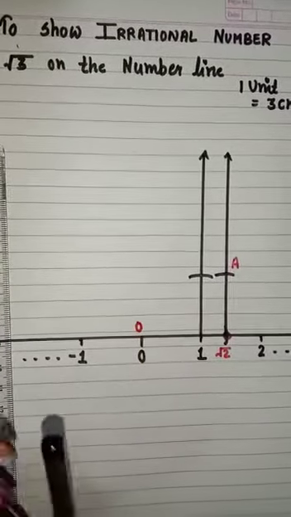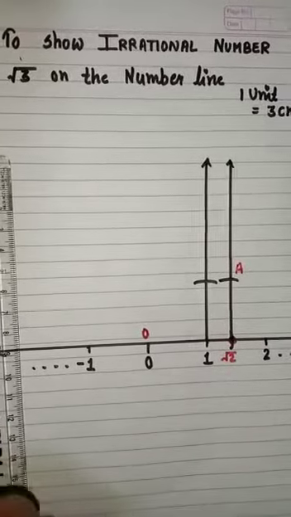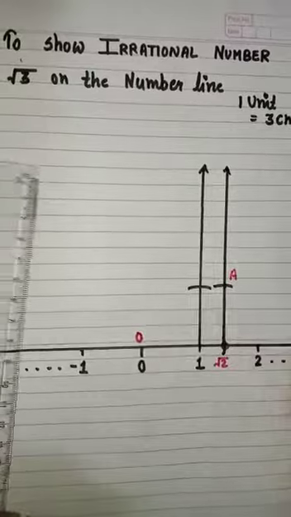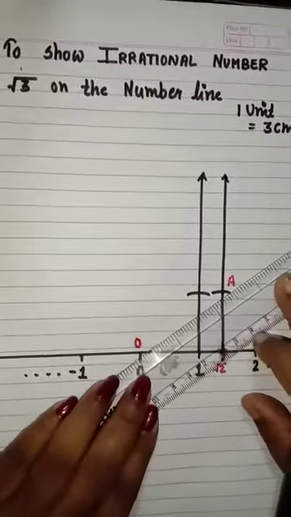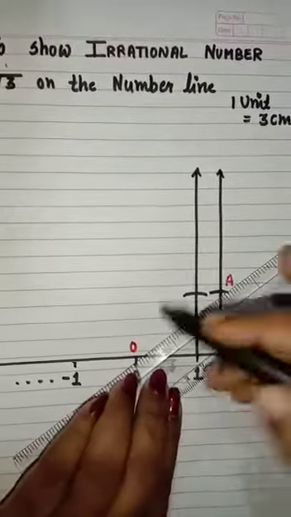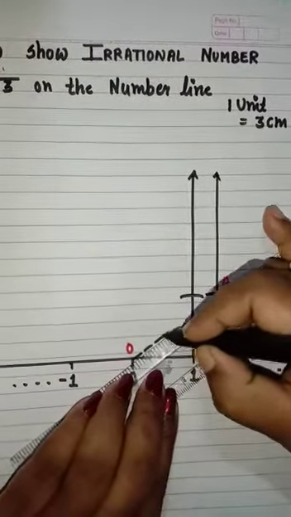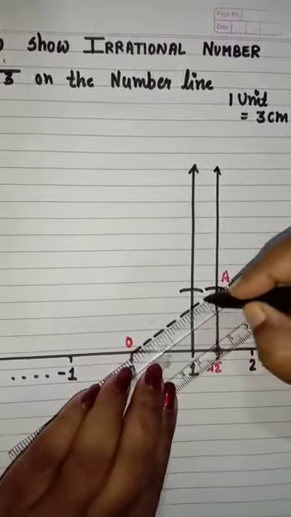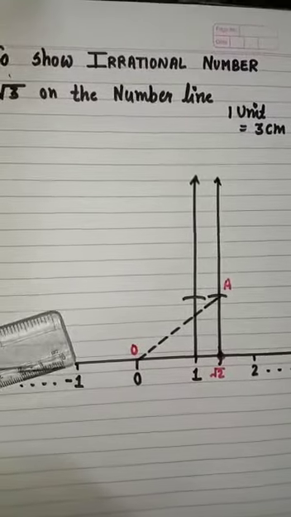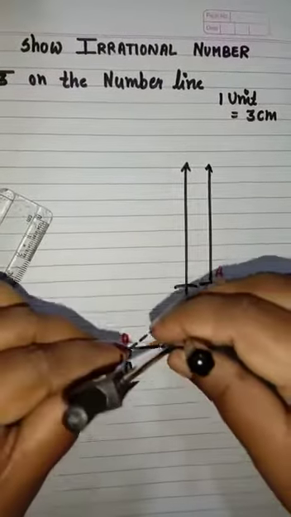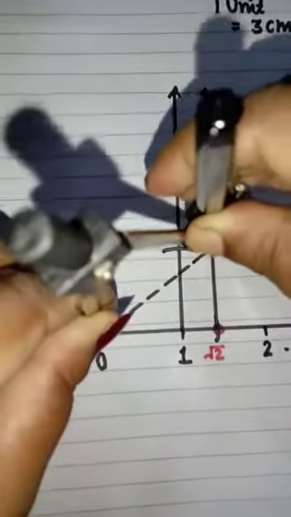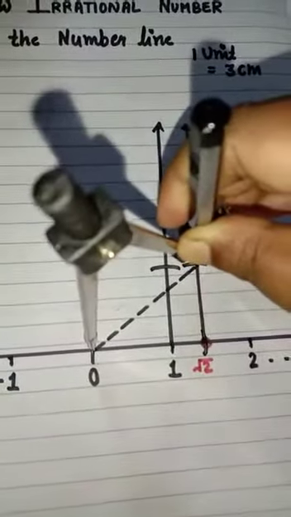After that I am going to join O and A. This intersecting point is A. I am joining it with a dotted line. Now I will take the distance OA with the help of the compass only. This is the distance.